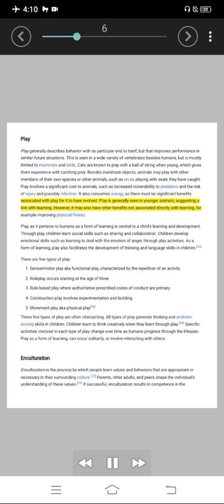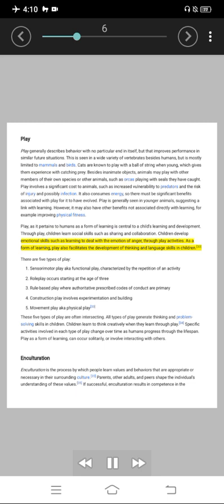Play is generally seen in younger animals, suggesting a link with learning. However, it may also have other benefits not associated directly with learning, for example improving physical fitness. Play, as it pertains to humans as a form of learning, is central to a child's learning and development. Through play, children learn social skills such as sharing and collaboration. Children develop emotional skills such as learning to deal with the emotion of anger, through play activities. As a form of learning, play also facilitates the development of thinking and language skills in children.